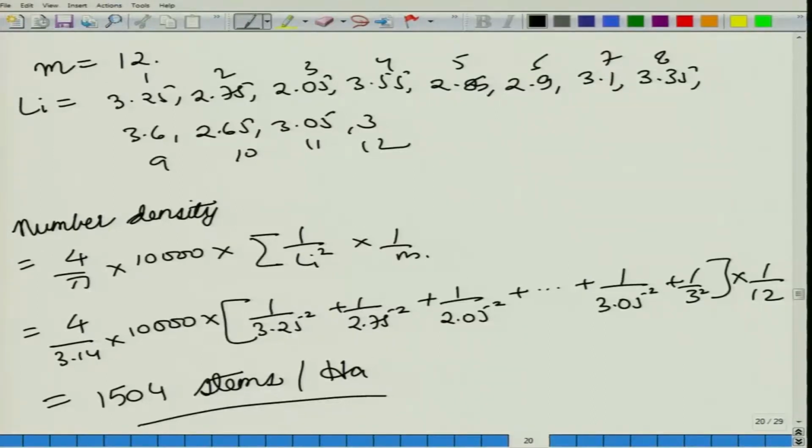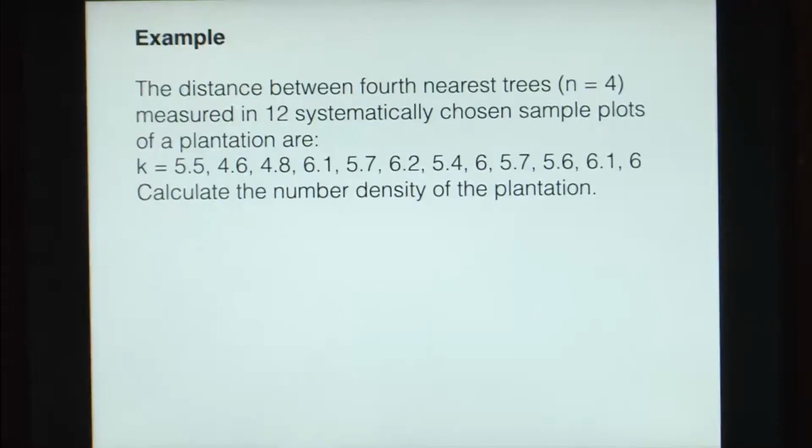So, let us take one other example, it is there on your screen now. The distance between the fourth nearest trees, n is equal to 4, measured in 12 systematically chosen sample plots, so here we have m is equal to 12, of a plantation are given. So the k values are given and we need to calculate the number density of the plantation. In this case we do not have the nearest neighbor, we have the fourth nearest neighbors.